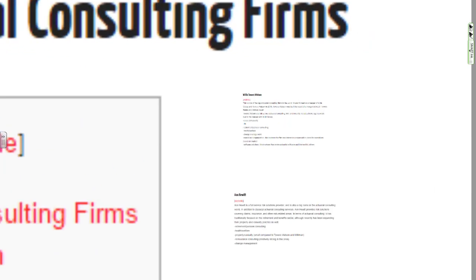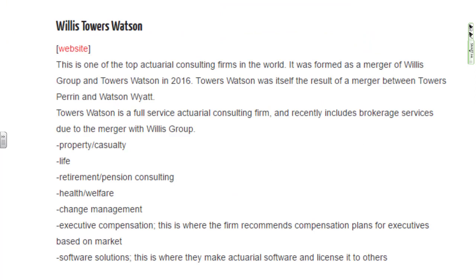Let's look more closely. Willis Towers Watson is one of the top actuarial consulting firms in the world. It was formed as a merger between Willis Group and Towers Watson in 2016, where Willis has long been one of the largest primary insurance brokers in the country. Towers Watson was itself the result of a merger between Towers Perrin and Watson Wyatt, both very large accounting firms as well as actuarial consulting. You can see from this list below that Willis Towers Watson provides actuarial consulting services in many areas of the insurance world, as well as other services like change management and determinations of executive compensation.